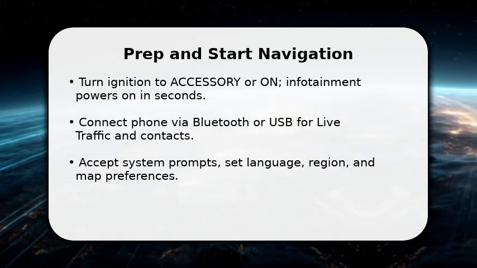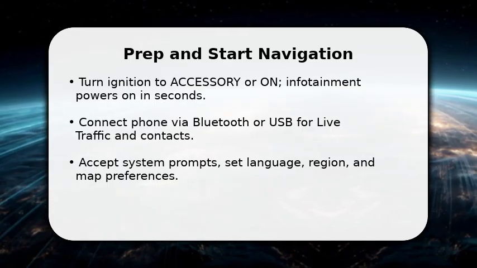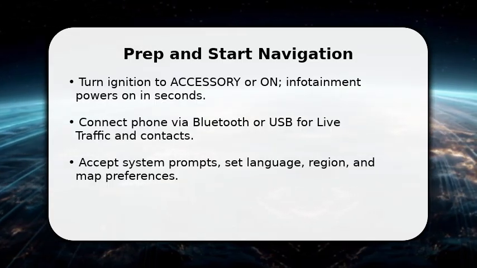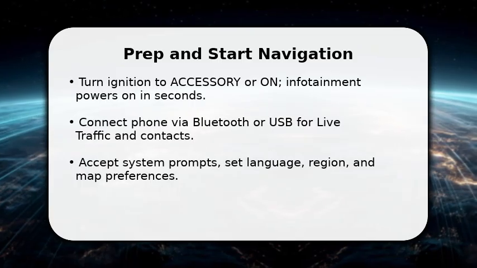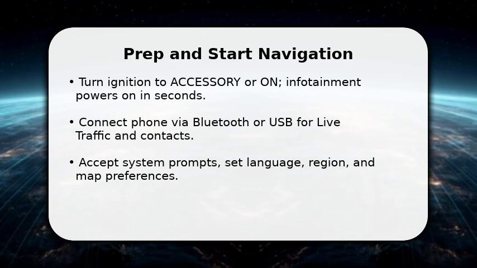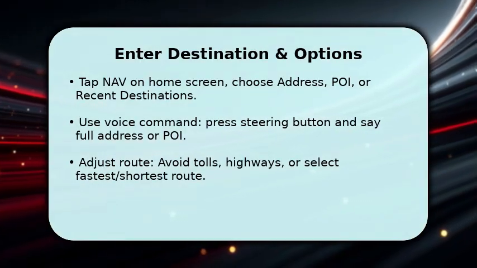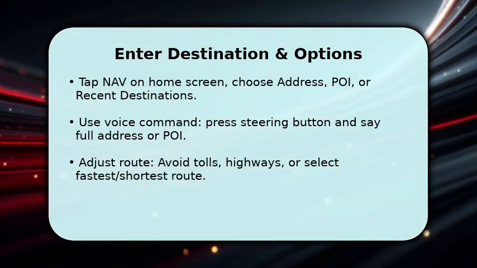Once paired, accept prompts for location and data sharing, then pick your map preferences, north up versus heading up, so the map behaves how you expect. Make sure the vehicle has a clear dash view for GPS signal, and move to entering a destination. Tap NAV and choose address, POI, or recent. Typing is fine, but voice is faster.